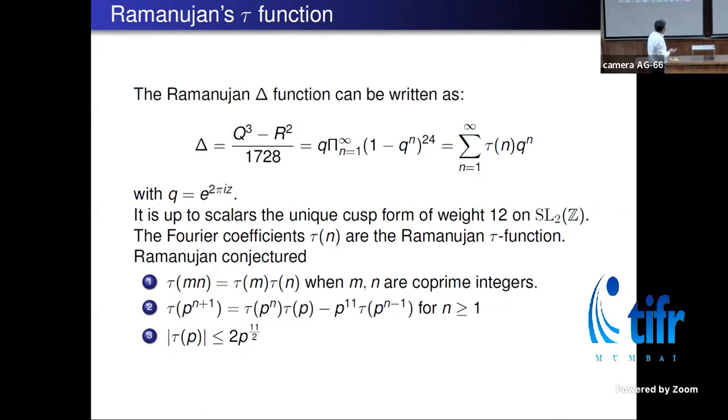It's tau p times some correction term, or minus p to the 11 times tau p to the n minus 1. And then there's this kind of remarkable observation that tau p, he conjectured, is less than or equal to 2 times p to the 11 by 2. 5.5. The exponent is 5.5.